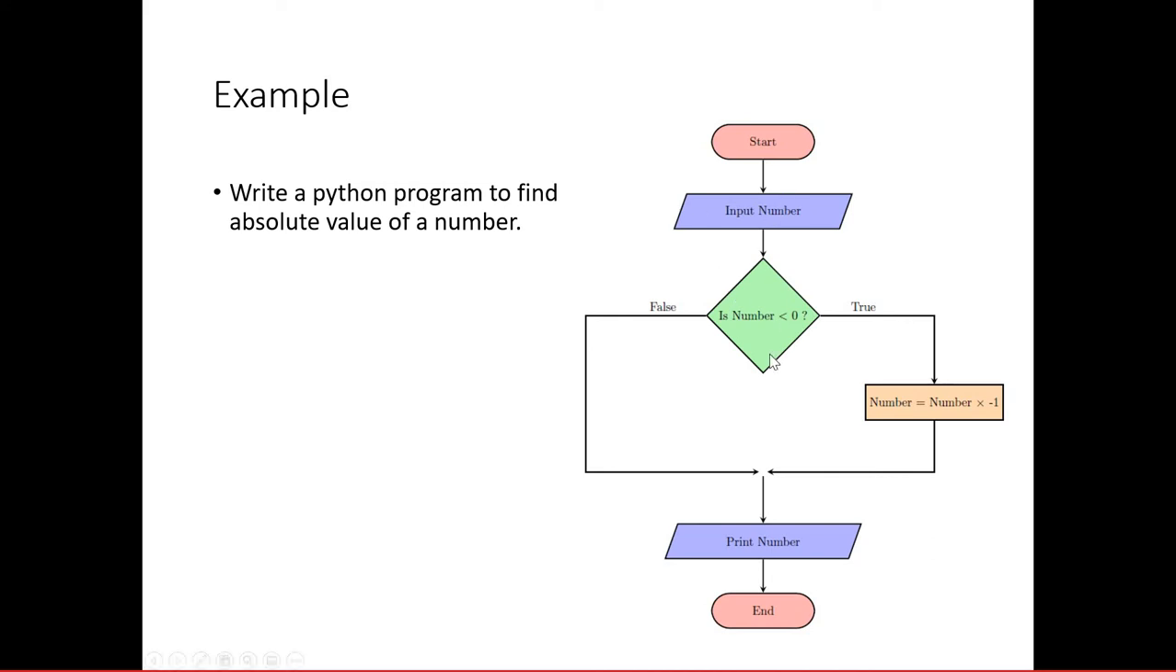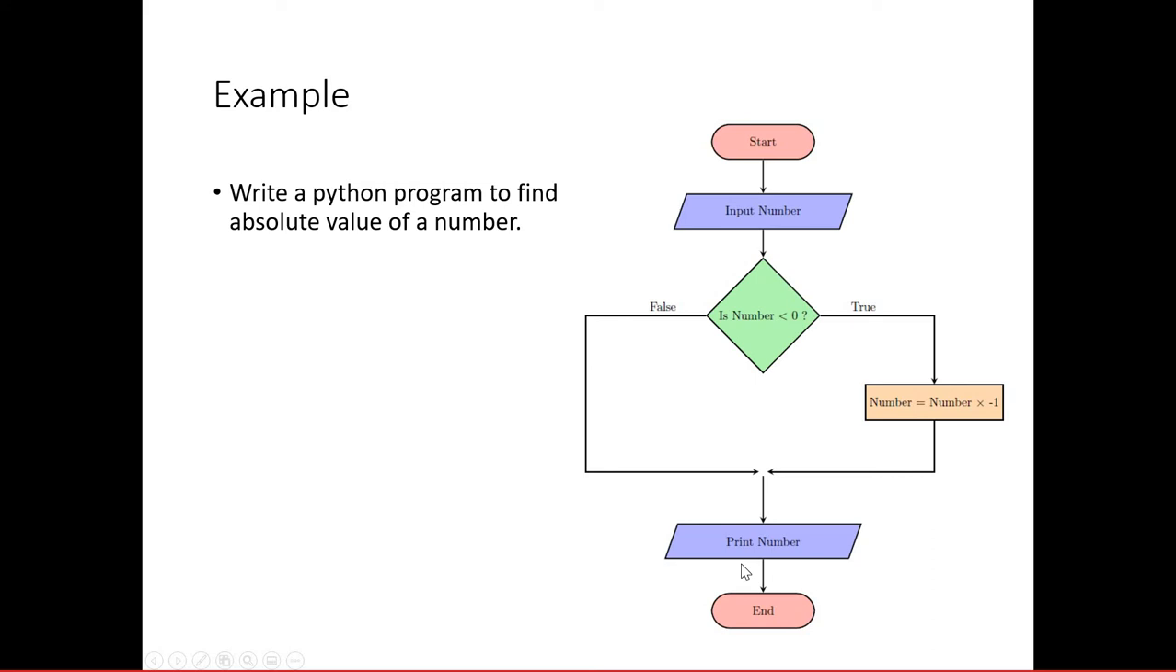So this is exactly what we are going to do in the program. You get a number from the user. You check whether the number is less than 0. If it is less than 0, then you multiply the number by -1. And you print the number. So if the user inputs a positive number, you don't have to do anything; you will print the number. But if the user enters a negative number, you multiply by -1, make it positive, then print the number.